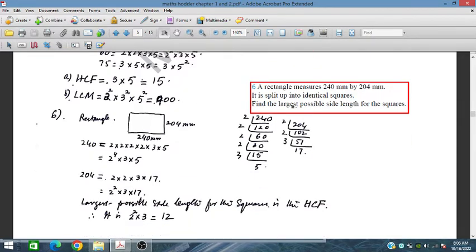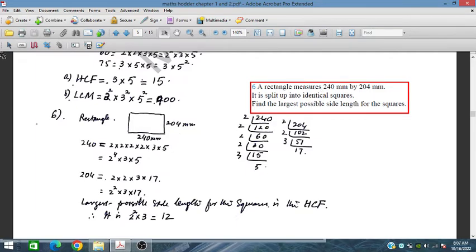One of the problems: the rectangle measures this mm by 204 mm. This is the dimension of a rectangle, this is the length and this is the width. It is split into identical squares, a number of squares created by making some grids in it. Find the largest possible side length for the squares. So this is the highest common factor, which will be the possible side length of the square. This is a practical application of the highest common factor.